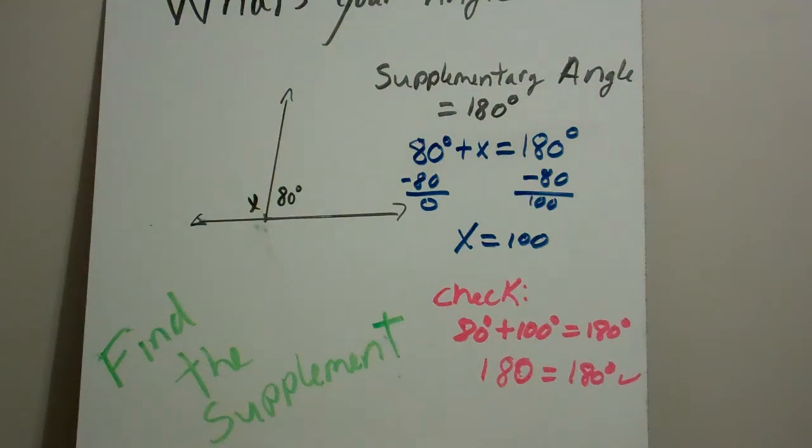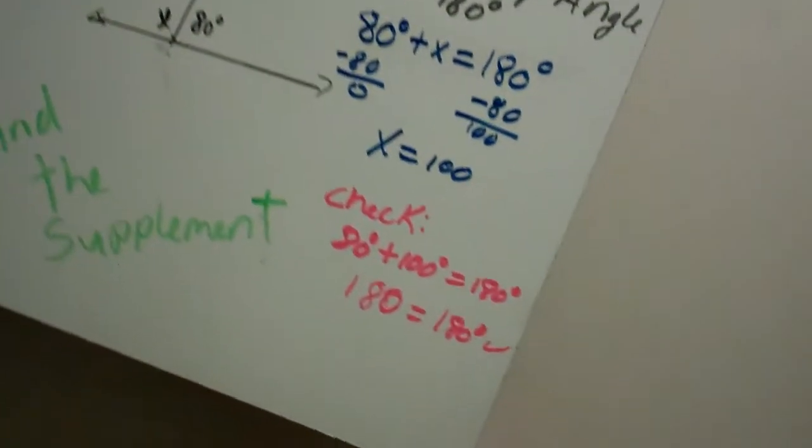Let's go back and double check that. I take my known measure of 80 degrees and add in what I found for the value of x, which is 100, and see if that equals 180. And we know that 80 degrees plus 100 degrees equals 180 degrees. And so that is the value of our missing measure.